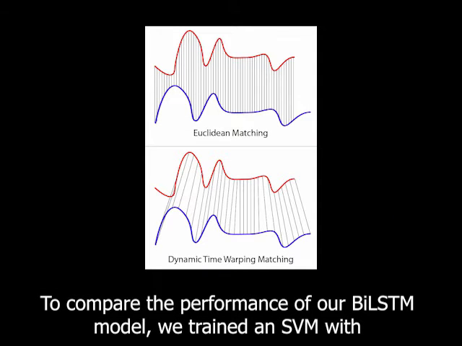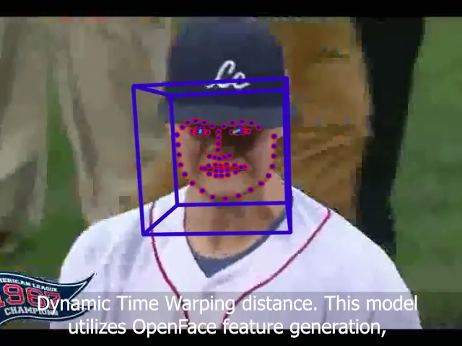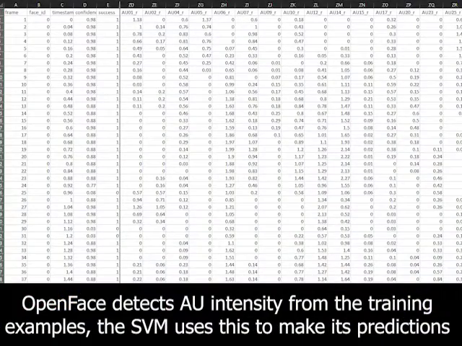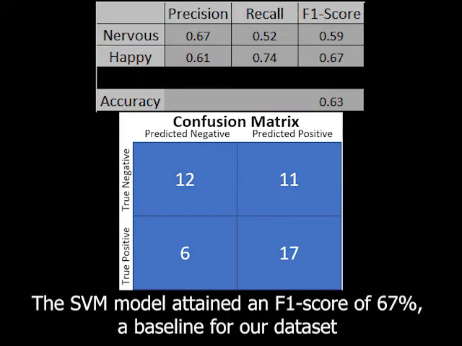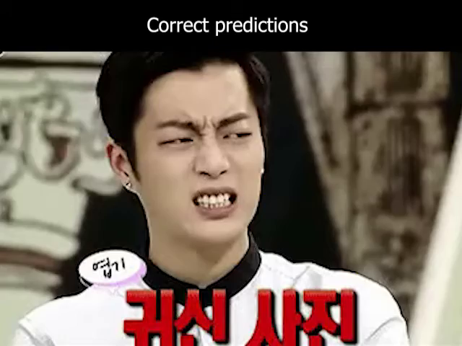To compare the performance of our bi-LSTM model, we trained an SVM with dynamic time warping distance. This model utilizes OpenFace feature generation. OpenFace detects AU intensity from the training examples. The SVM uses this to make its predictions. This model attains an F1 score of 67%, a baseline for our dataset. Here are some correct predictions. Now, some incorrect predictions.